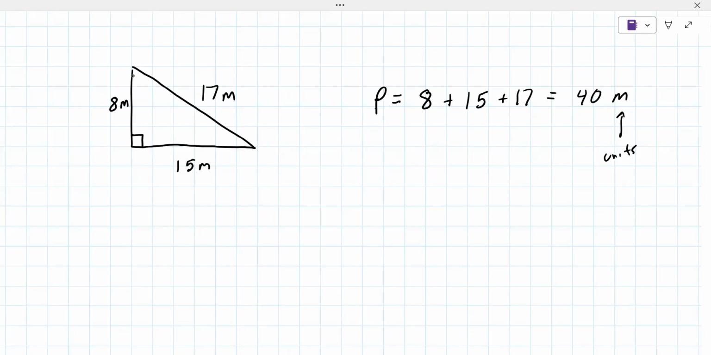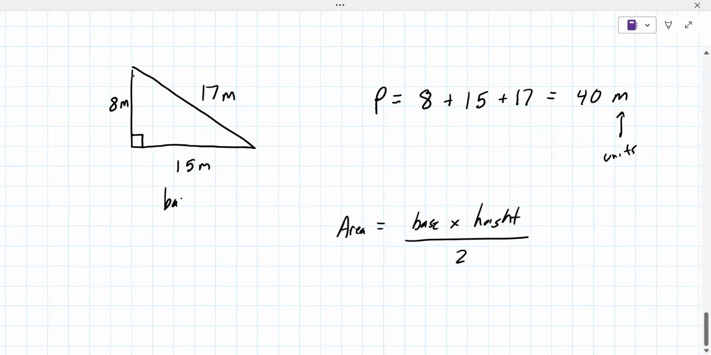And for area, it's a little bit different. So for area, again, it's still base times height divided by 2. This is the base. So the base is what it sits on. It's like your butt. You sit on your butt. At least that's what I do. The height is obviously how tall you are. So this is 15 times 8 divided by 2.